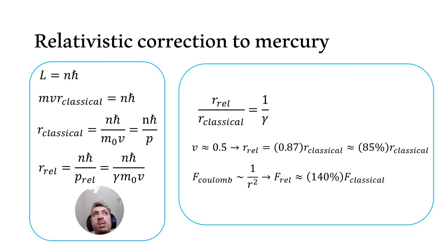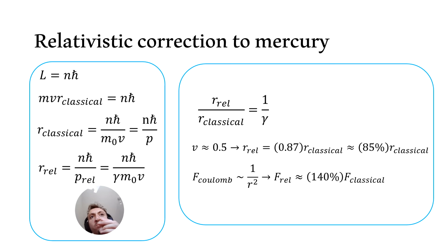Because the force is an electrostatic force which obeys the inverse square law, as the radius of the atom gets smaller, the force gets bigger. And it turns out the relativistic force is about 140% of the classical force, so nearly 50% more than what we would expect if we ignored relativity.